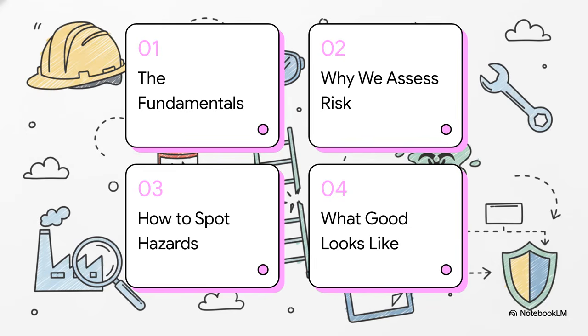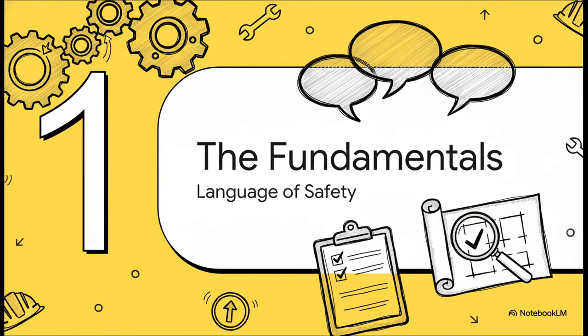We're going to break this down into 4 simple parts. First up, the fundamentals. Then we'll get into the why, the real reasons we do this. After that, the practical stuff, how to actually spot hazards. And we'll wrap up by looking at what a great risk assessment really looks like. All right, first things first. Before we can even think about managing risk, we all need to be speaking the same language. This part is all about locking in those core concepts.